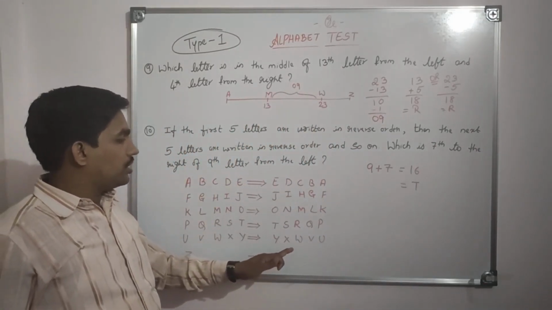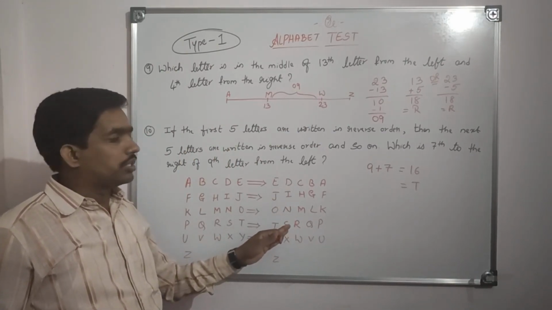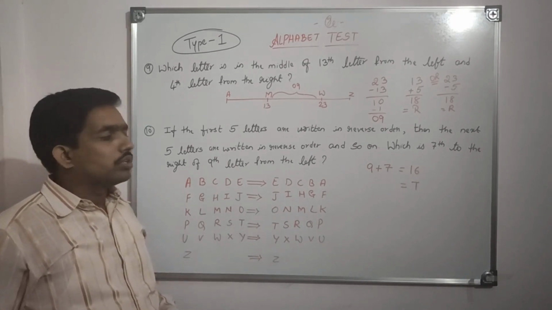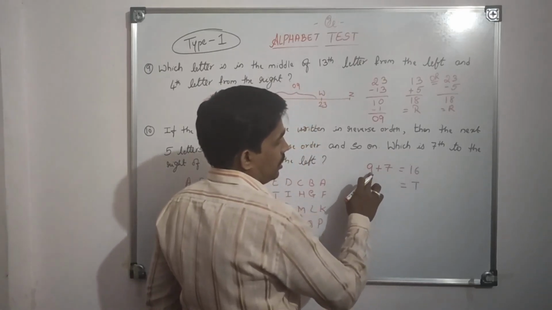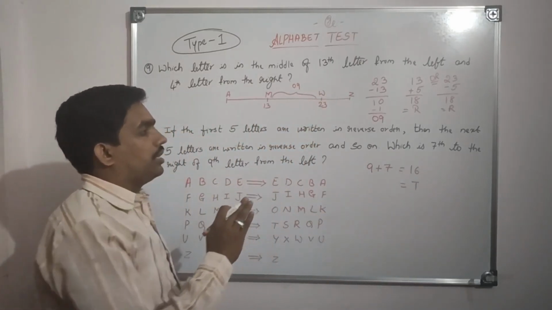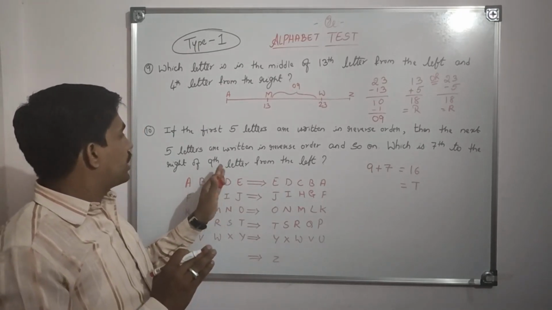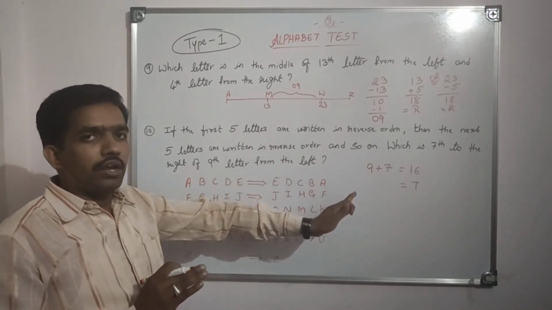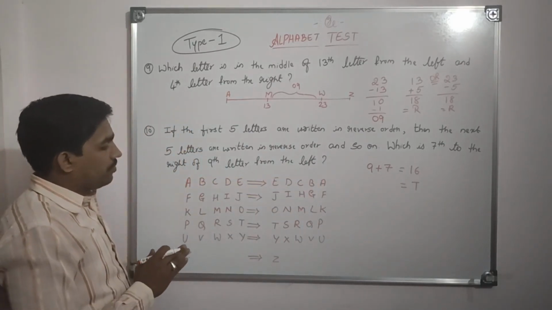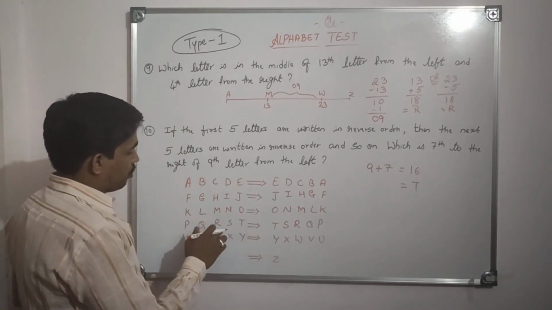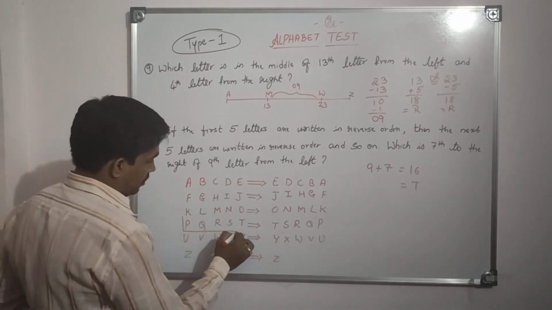So this is our common method, our long process. So how to do it short? Always first we do this calculation. Since right and left both are given, we have to add, and 9 plus 7 is 16. Now directly we move to the 16th letter, which is P.